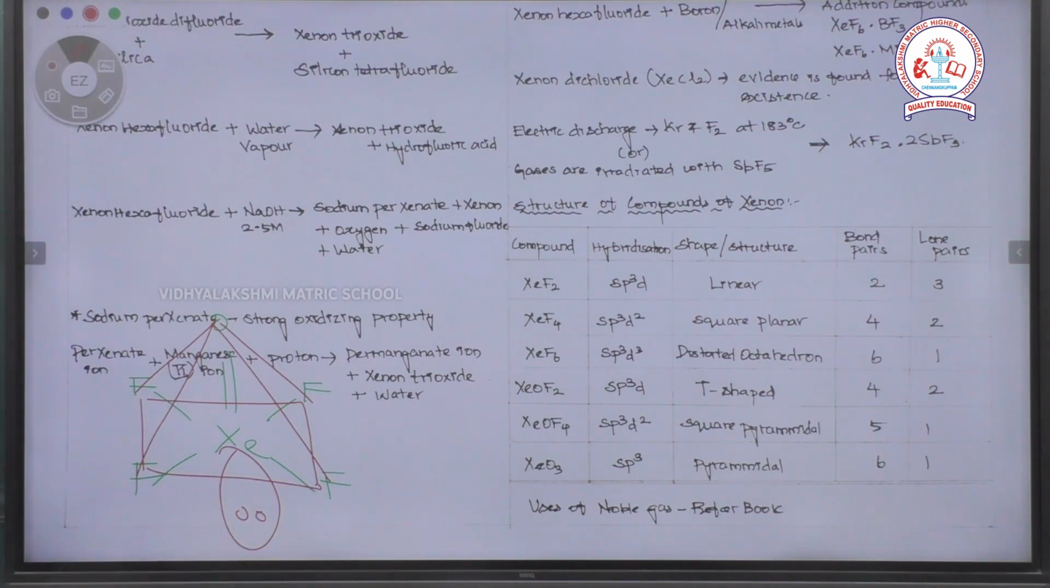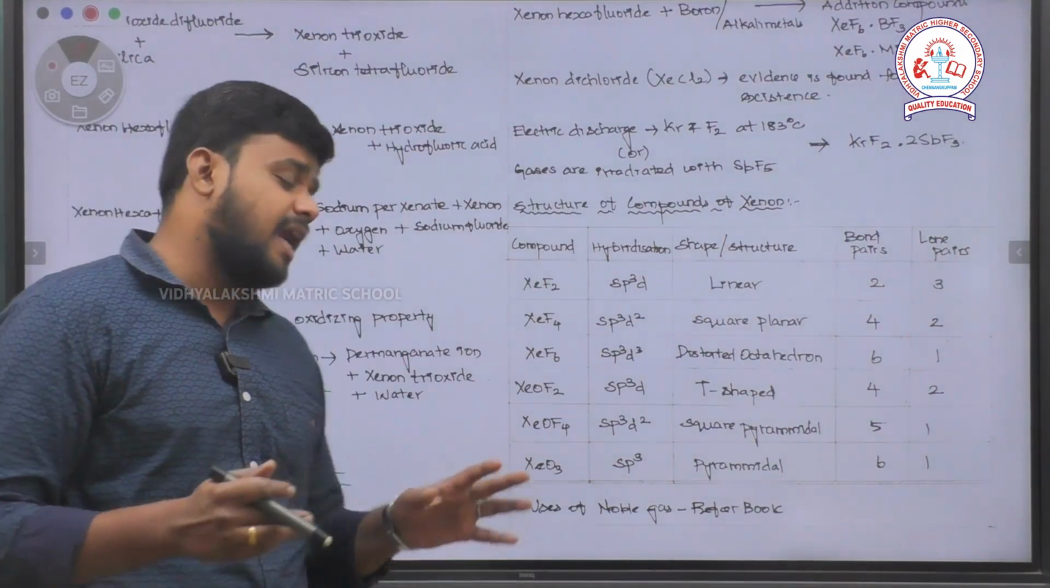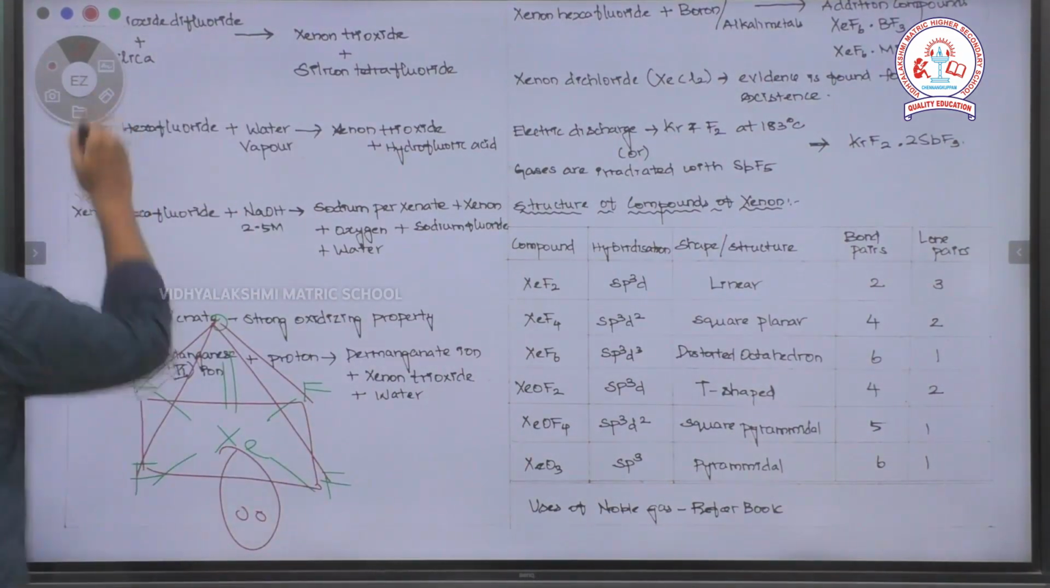But the hybridization involves sp3d2, because one is for the lone pair. sp3d2. The pi bond alone will be formed by the overlapping of an unhybridized orbital. Next one.